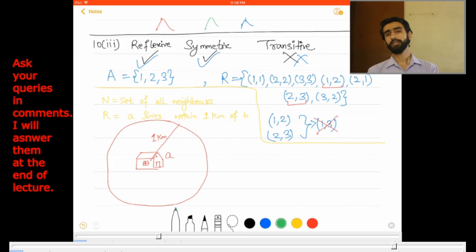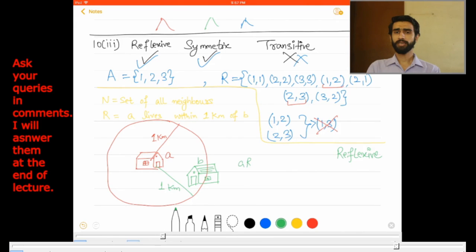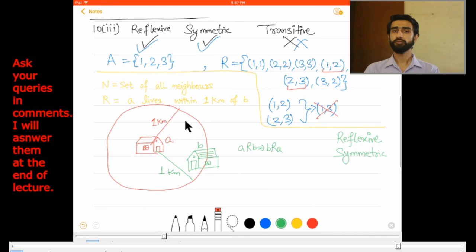I draw another person who lives in this 1 kilometer radius, and I draw the house of B. This is B, and B lives in the 1 kilometer radius. So A and B are related. Done. Now if we check for reflexivity, A lives within 1 kilometer radius of his own house. So A is related to itself, within 1 kilometer.